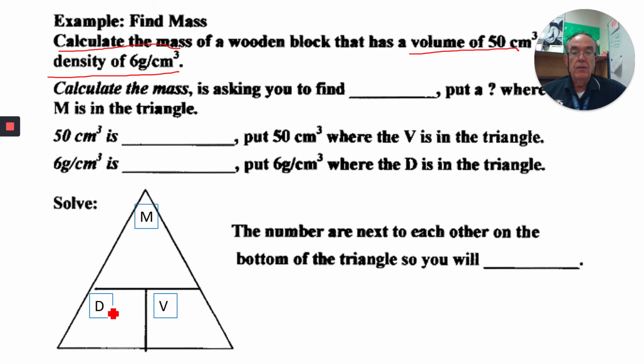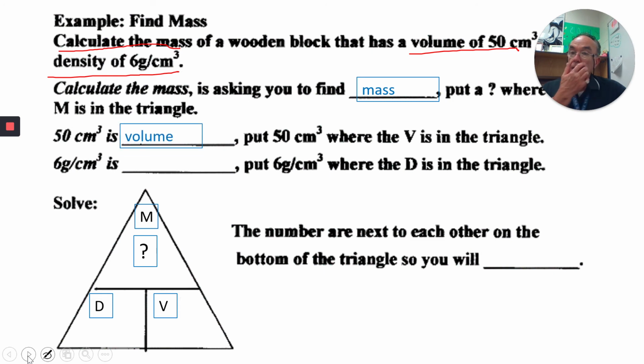The first thing we want to do is get the formula in the triangle. So we're going to say density, and then the divided by part goes on top, mass divided by volume. When it says calculate the mass, it's asking us to find mass. So we're going to put a question mark where the mass is in the triangle. The next number we came to was the volume of 50 centimeters cubed. So we're going to put 50 centimeters cubed where the V is in the triangle.